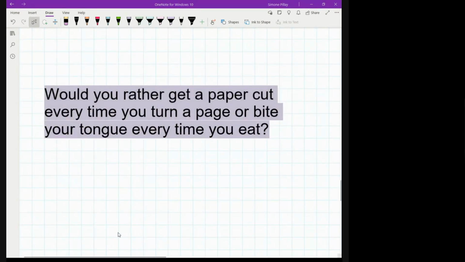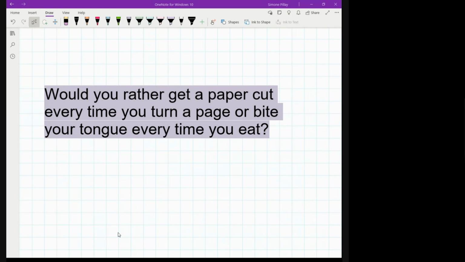Liacho, this one is for you. Would you rather get a paper cut every time you turn a page, or bite your tongue every time you eat? Ma'am, paper cut, ma'am. I need to eat peacefully. But ma'am, paper cuts are painful too. But my tongue, nah, ma'am. But Liaho, think about it, right? It just said every time you eat. So every time you eat a meal, you just bite your tongue once and then it's done.